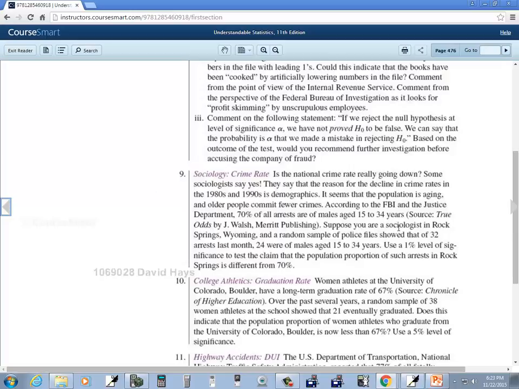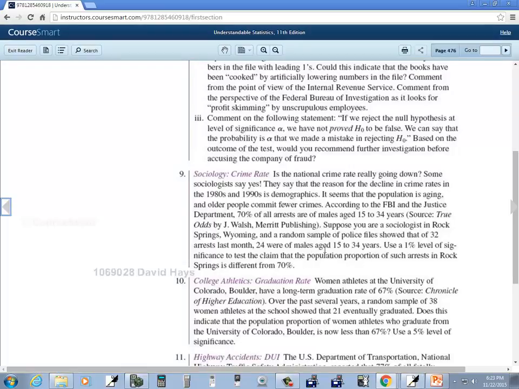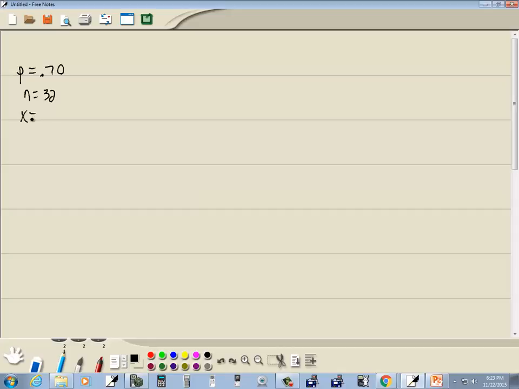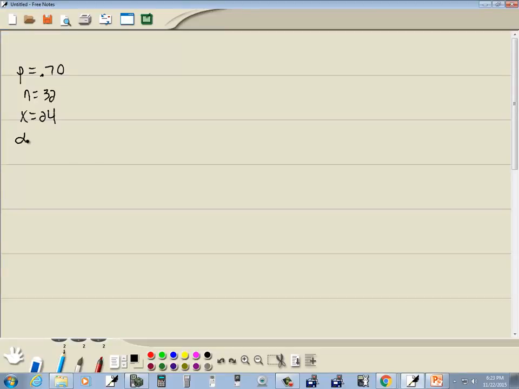Okay. Suppose you are a sociologist in Rock Springs, Wyoming, and a random sample of police files show that 32 arrests last month. So N is 32. 24 were of males, age 15 to 34. So X is 24. Use 1% level of significance.